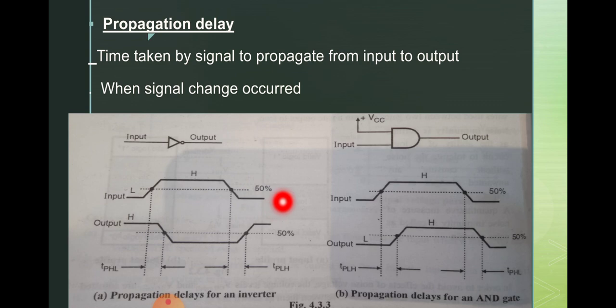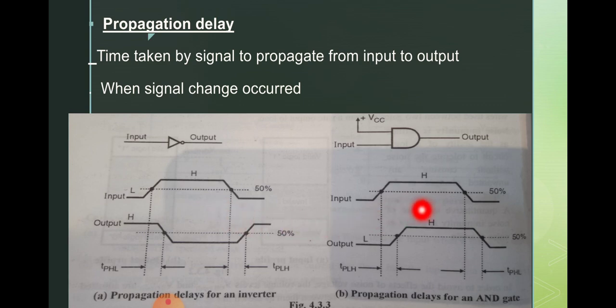Now let us consider this case. Now in this case, what happened? The input will change from high state to low state. But when input changes, immediately output does not change. Output starts to change after the 50% of input change. So this gives you the delay. That means when input changes, immediately output doesn't change. It can be changed after 50% of input, and that delay is known as propagation delay.